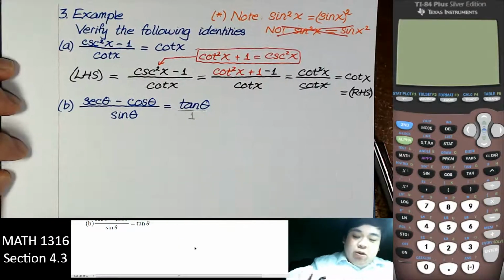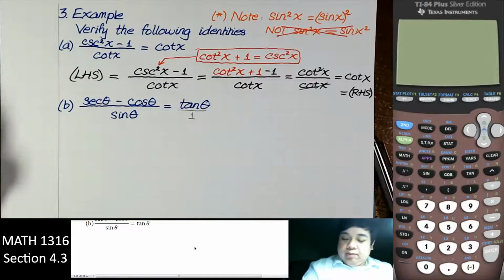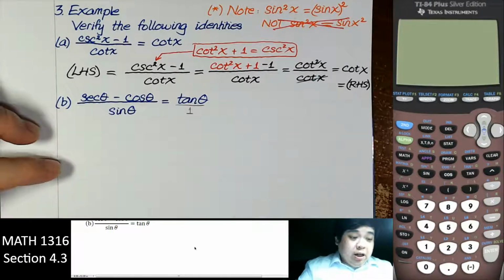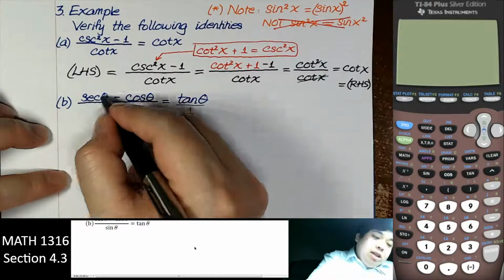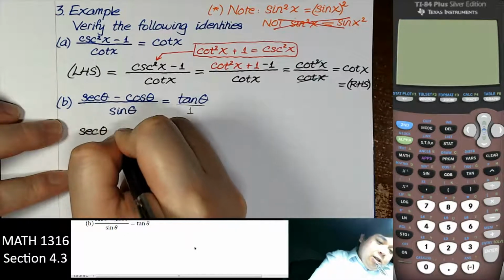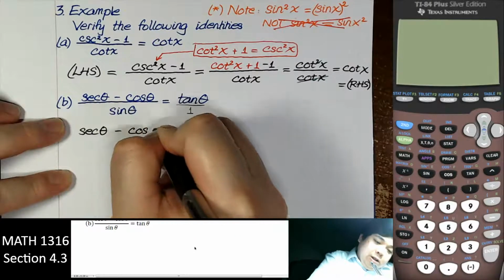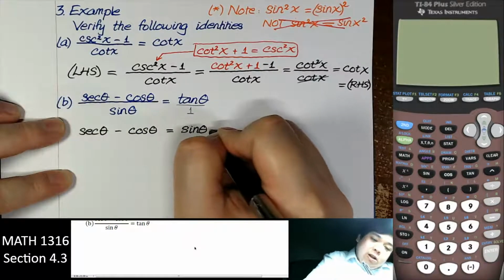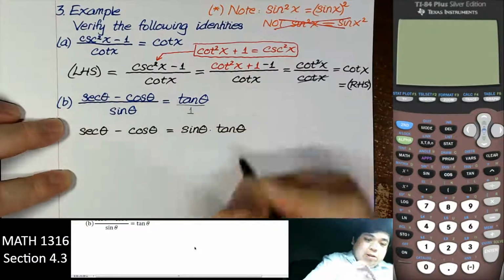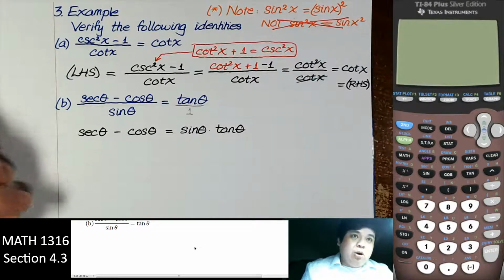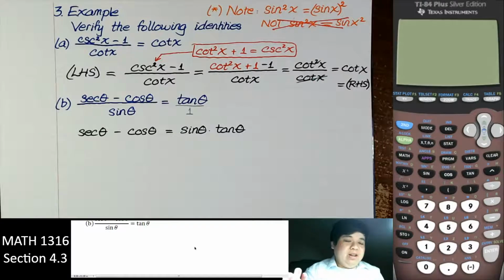So tangent is like tangent over 1. And now let's cross multiply. By the way, this is not the proof at all. I might have to make some adjustment at the end. But first, let's cross multiply. Secant minus cosine times 1. And then sine times tangent. Right? So, if there's a fraction, cross multiply, eliminate fraction.